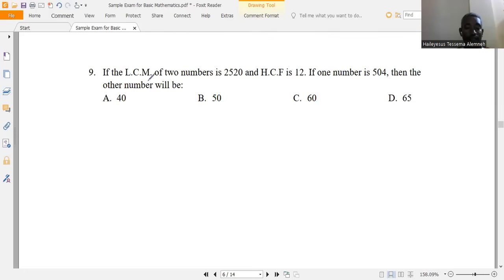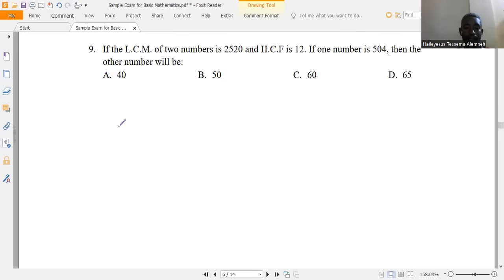The next one: if the LCM of two numbers is this one, and the GCF or HCF is 12, and one number is 504, then what is the other number? These are similar questions. We can find their GCF and LCM.